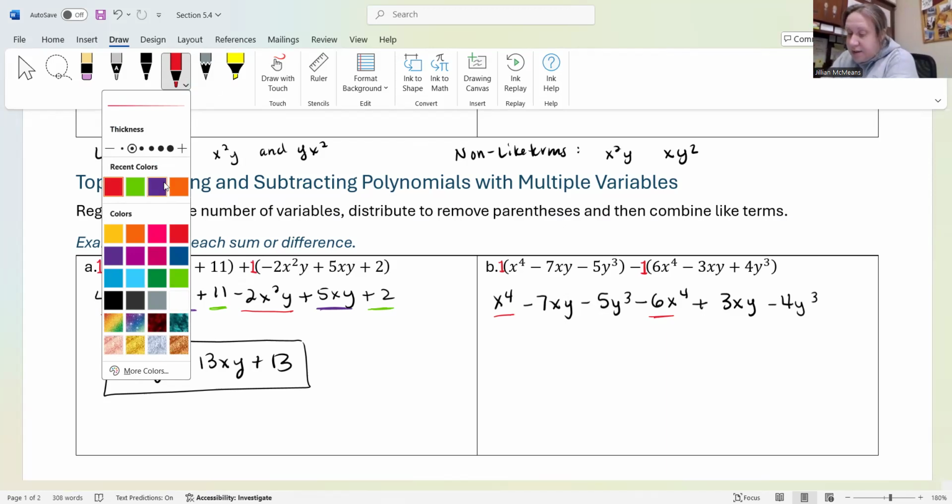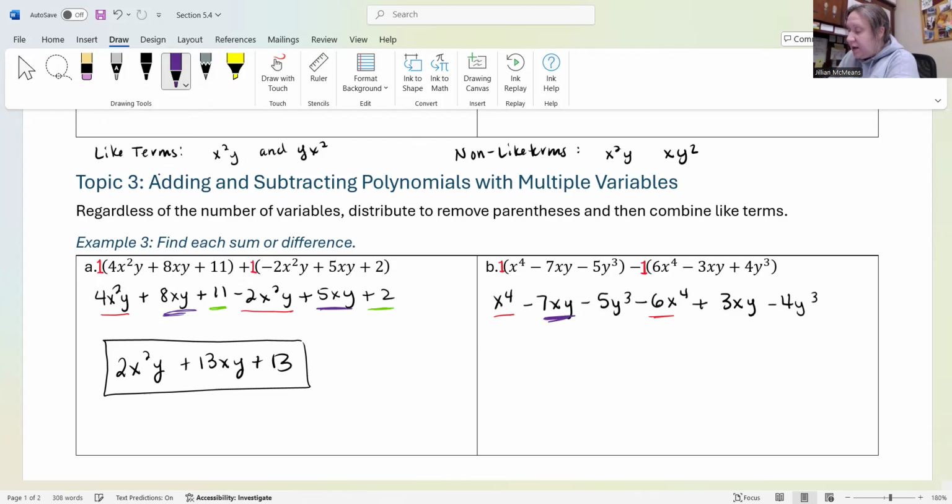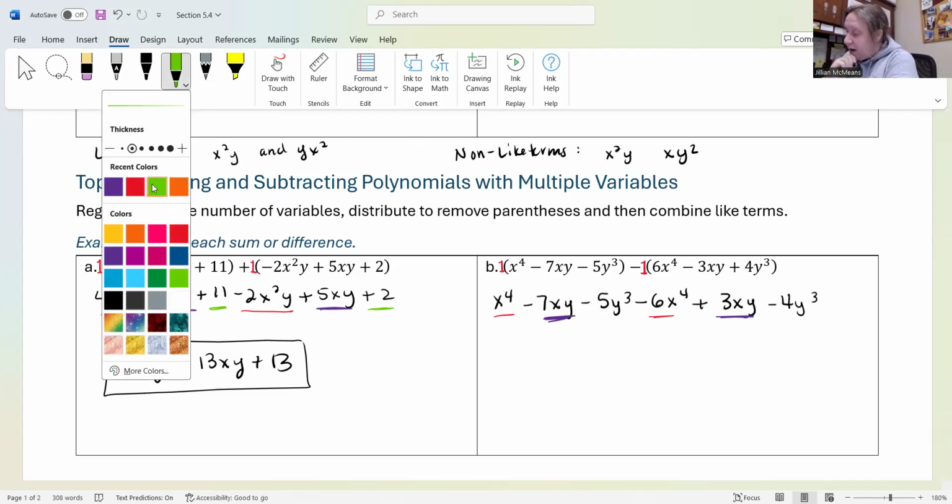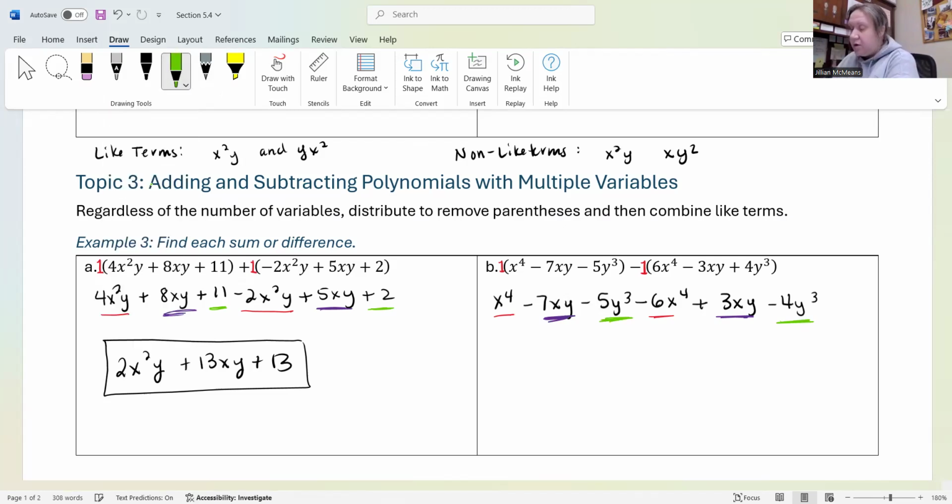All right, next up, let's see. We have xy and then we have y to the third. So let's look at our xy terms. I have xy here with negative 7xy, and then I have 3xy. So we've got two xy terms. It looks like next up we have y to the third and then y to the third. So I think that's it. We have three pairs of like terms.